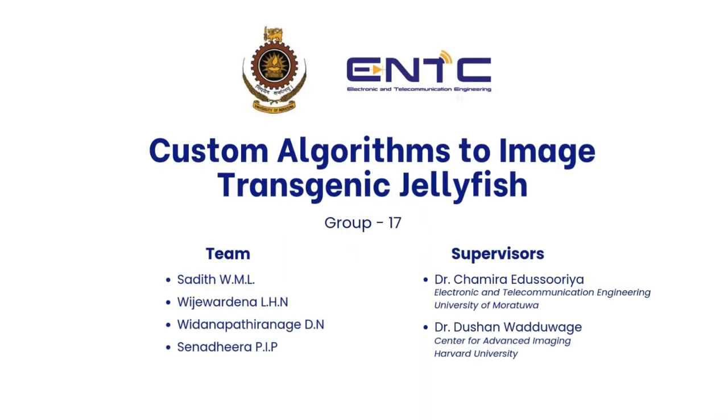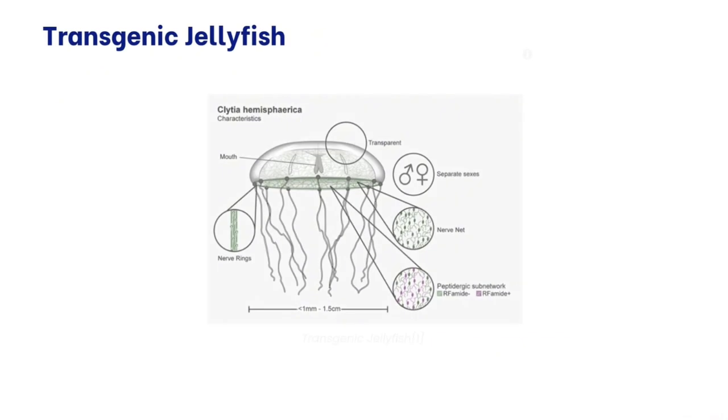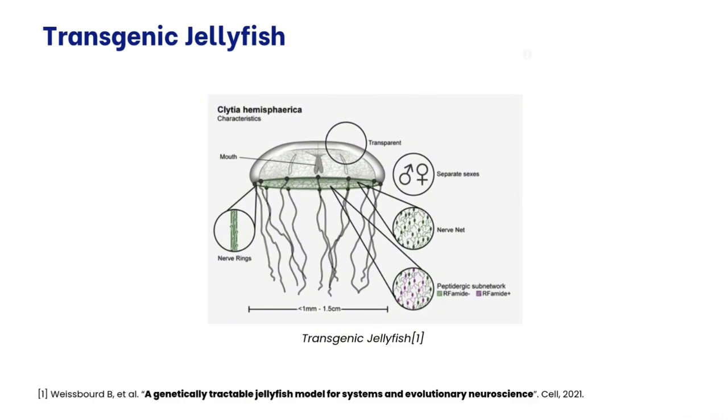Hi everyone, our final year project is custom algorithms to image transgenic jellyfish. This figure shows a transgenic jellyfish. It is a transparent creature that is genetically engineered to help neuroscience research. And since they are transparent, we can observe how neural activities are happening inside them. This helps to understand how their neural activity relates to their behavior.